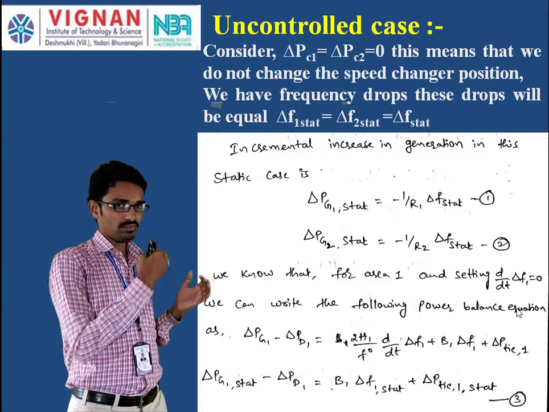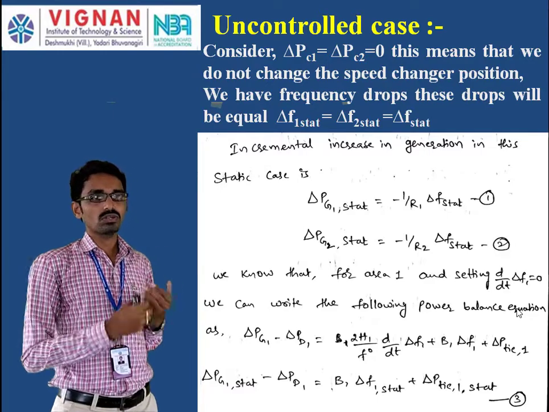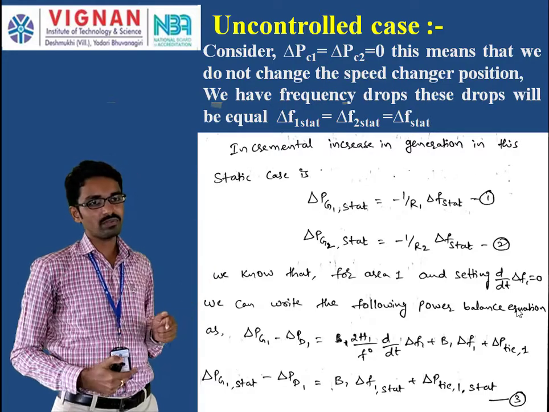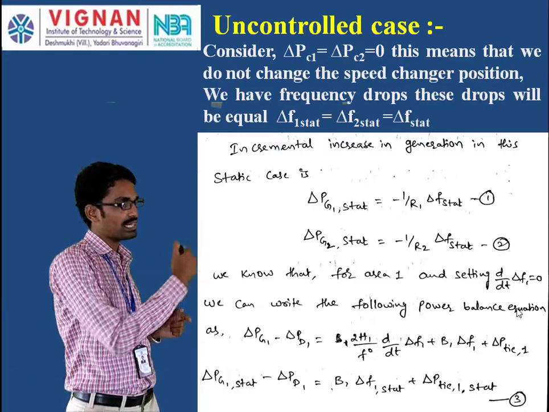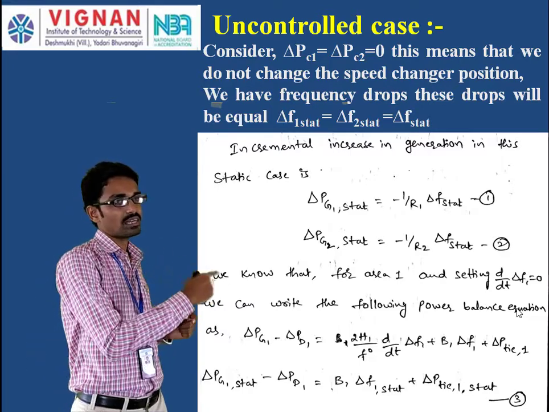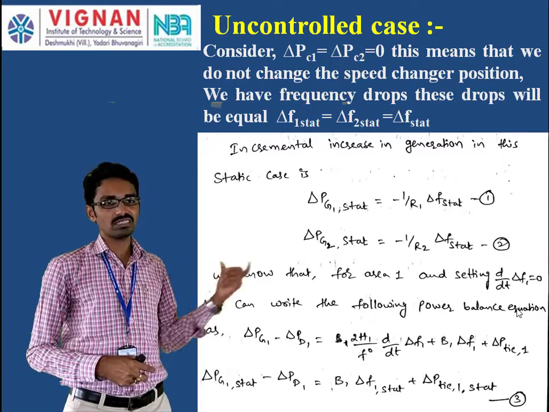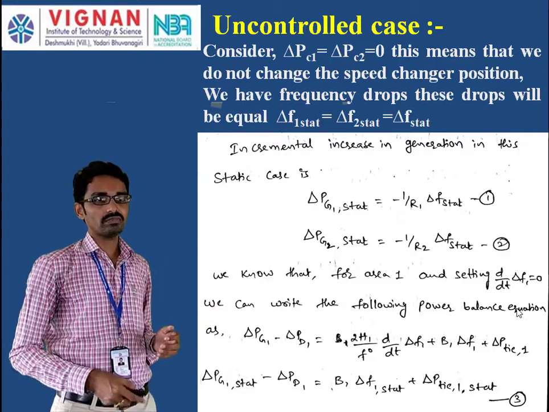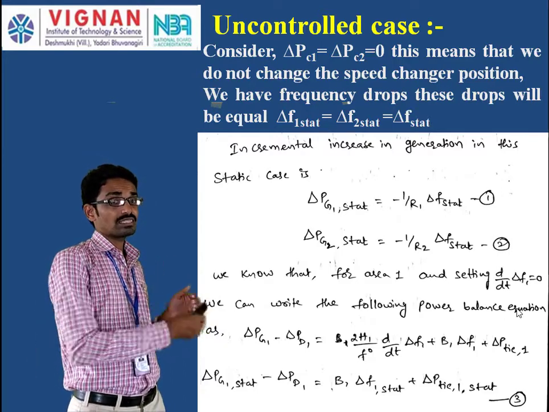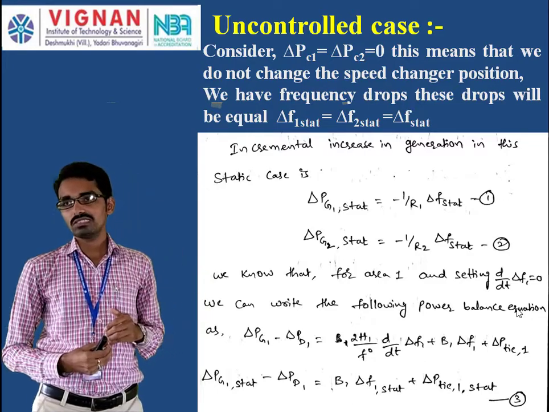So we know that for control area 1, with the setting of d by dt of delta f equal to 0, let us consider the power balance equation: delta Pg1 minus delta Pd1 is equal to 2H1 by f0 d by dt of delta f1 plus P1 into delta f1 plus delta P tie1. So before applying the Laplace transform, this is the power balance equation. Then delta Pg1 static minus delta Pd1 is equal to, considering static values, by assuming d by dt of delta f is equal to 0.